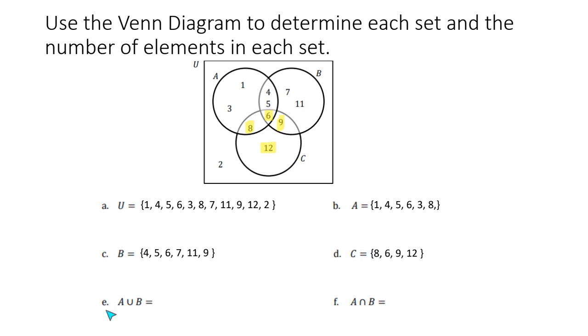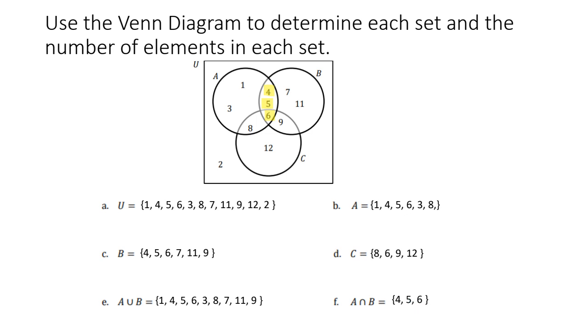And then last, or almost last, E is A union B. So everything in A and everything in B. So that's going to be 1, 4, 5, 6, 3, and 8, 7, 11, and 9. And then the intersection of A and B is going to be 4, 5, 6.